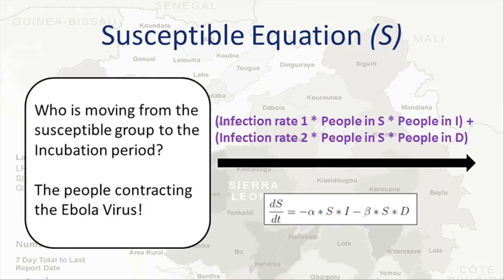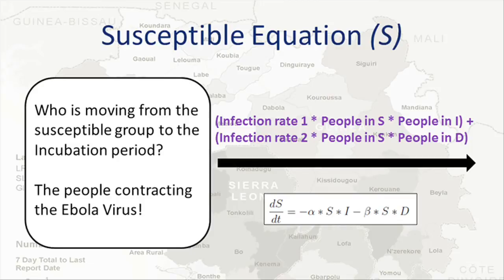Okay, so now we're going to start making our equations. So for our susceptible equation, we want to think about who is moving from the susceptible group into the incubation group. So what is leaving susceptible and going into incubation? And it's the people contracting the virus. So we think of this as we have our total number of people in S, and then we have our total number of people in I, so susceptible people and infected people. And then there's some kind of infection rate between the two that'll make the move of people from S to incubation.